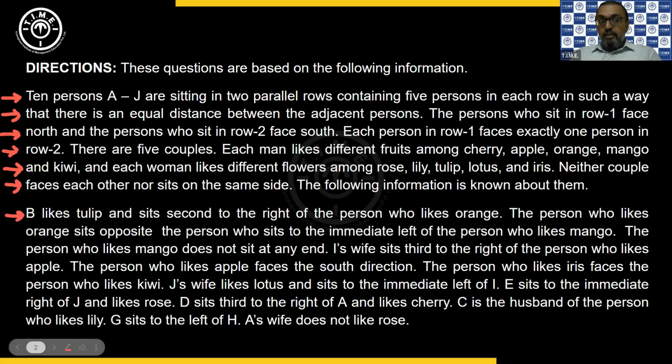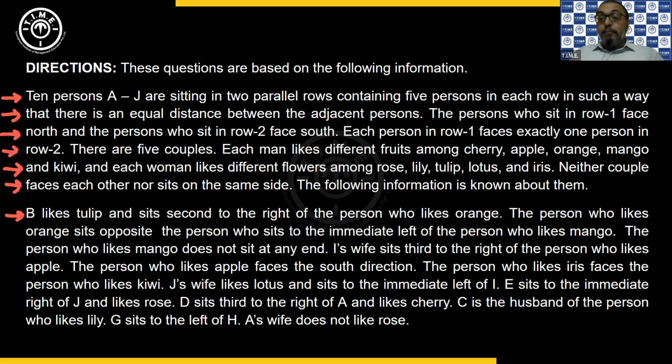Right. So the first one, he says B likes a tulip and sits second to the right of the person who likes orange. Now always try to read the conditions, 2 or 3 together, so that you will get an idea as to how it has to be understood. So we need second to the right of orange is B, who likes tulip. Because tulip is a flower, B is a female.